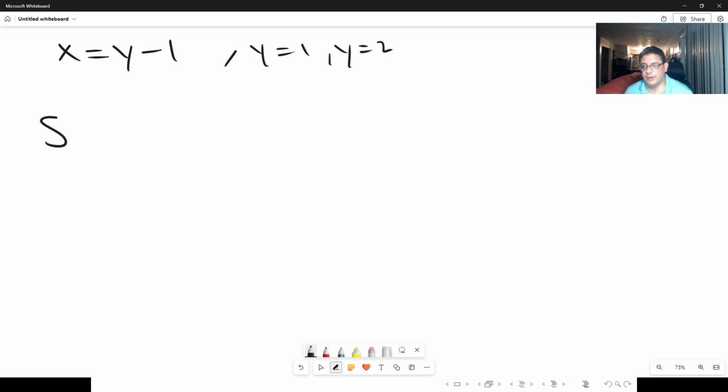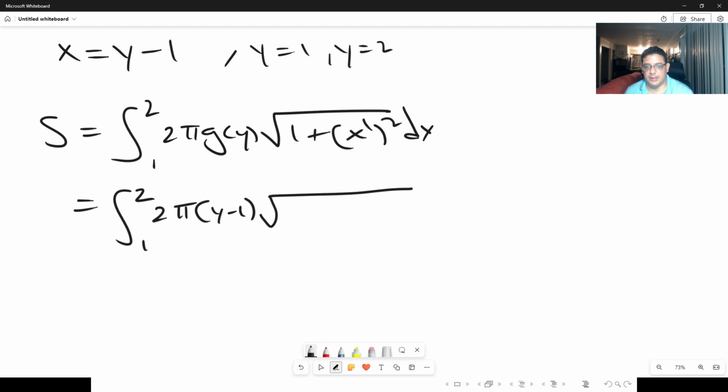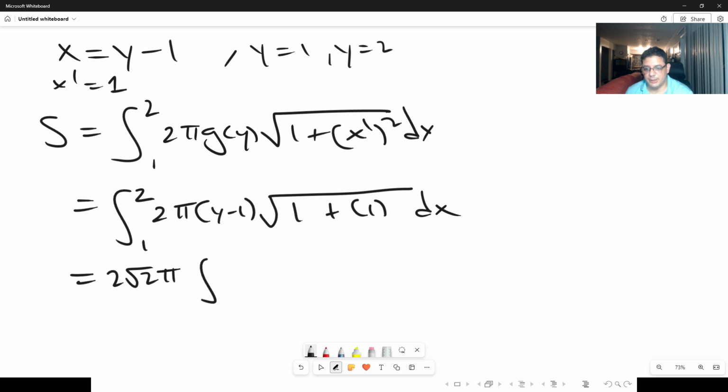Notice the formula for this in terms of y is just going to be, of course, the integral from 1 to 2 of 2 pi g of y times the square root of 1 plus x prime squared dy. And just replacing, g of y is going to be y minus 1. And now notice that x prime is what? Well, x prime is actually 1. So it's kind of simple here. It's not going to produce a lot of complications. So we have the square root of 2 times 2 pi, integral from 1 to 2 of y minus 1 dy.